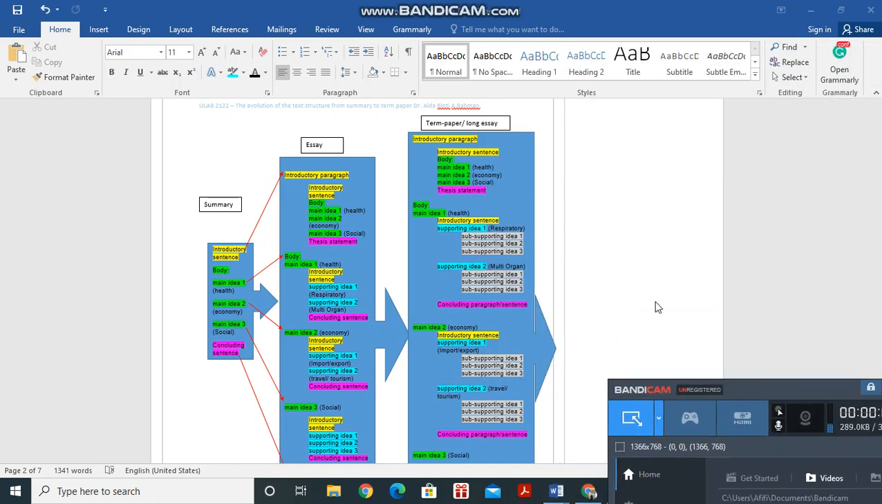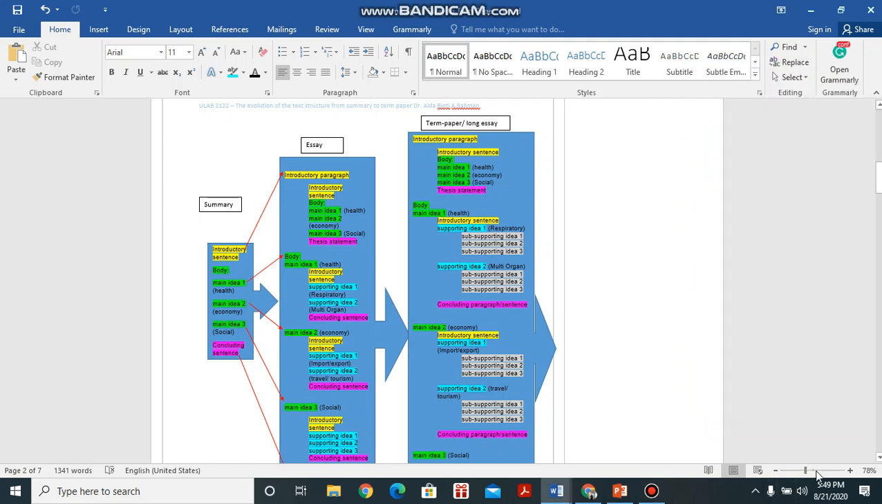Okay, now let's take a look at the sample from essay to term paper. Now I want you to take a look at how I draw the structure for essay and compare it with the term paper.